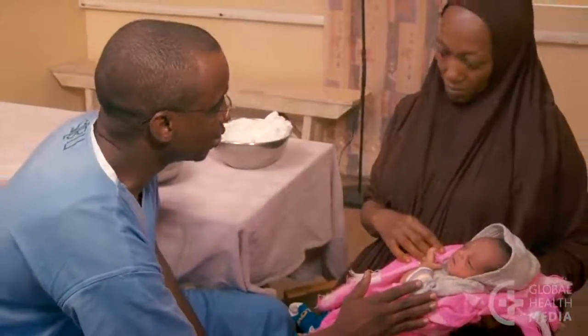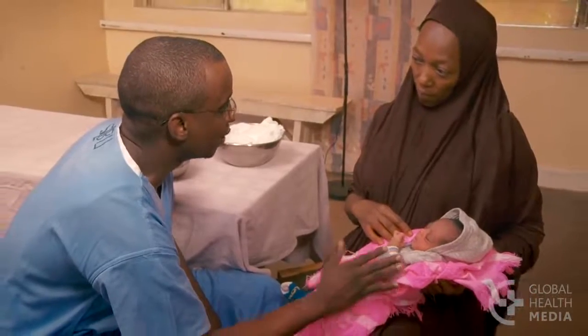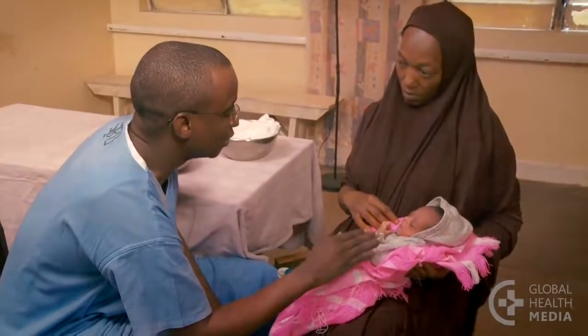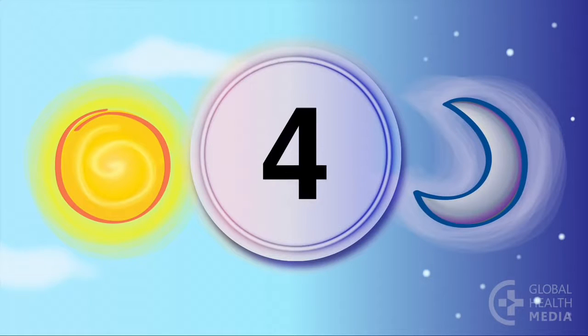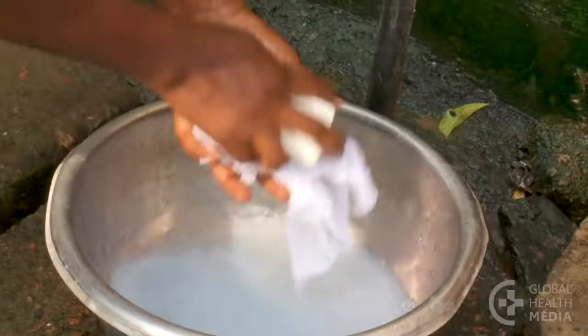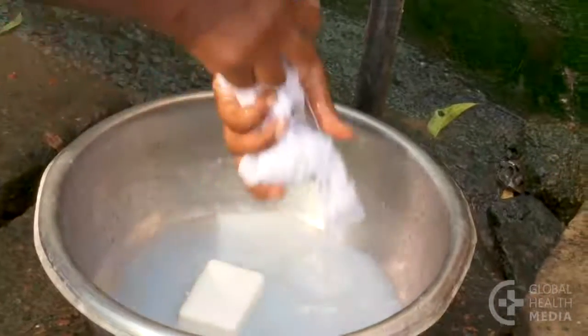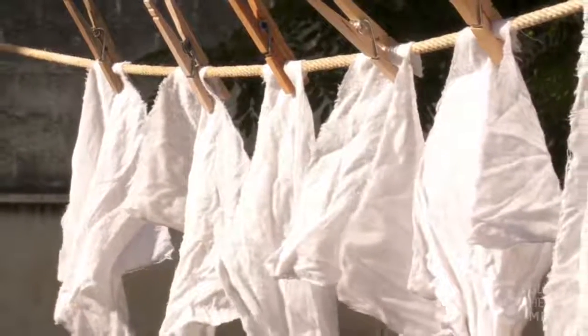Advise that she clean the baby's eyes 4 times a day until the eyes are clear. Ask her to return if the baby's eyes are not better in 4 days. Washing the cloths with soap and water and drying them in the sun between uses will prevent the infection from spreading to others.